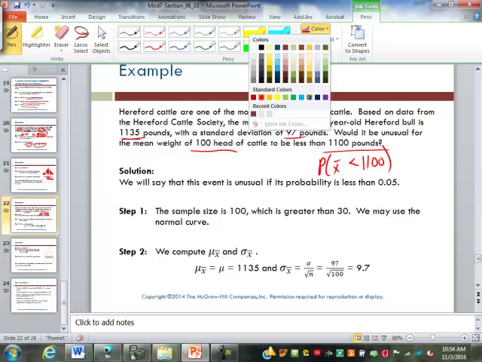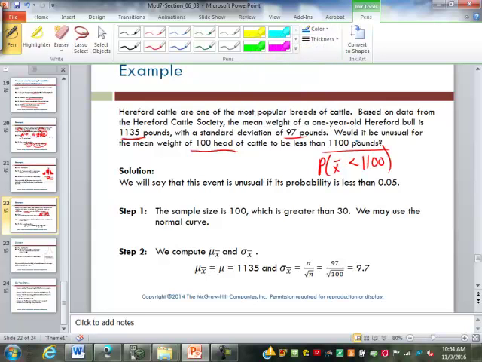Notice now my statistic is X bar, not X or Z. So the mean of my sample means is going to be 1135. That's just my population mean. My standard deviation of my sample means is going to be 97 divided by the square root of 100. The square root of 100 is 10, so it's going to be 9.7.